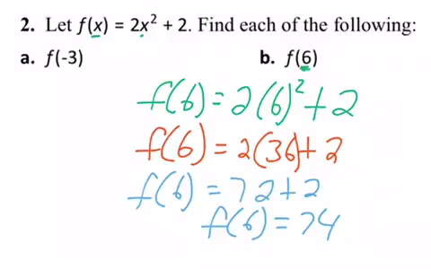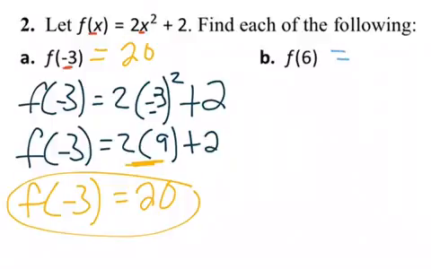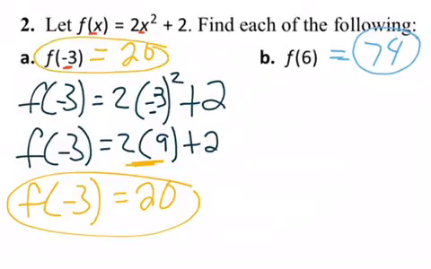So f of 6 would equal 74. F of negative 3 would equal 20.